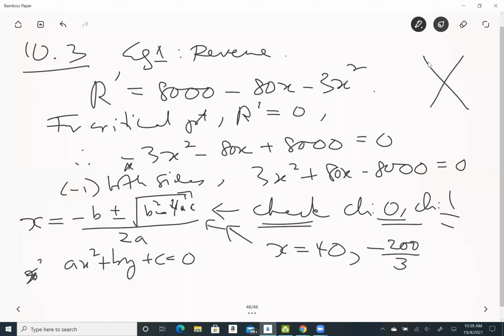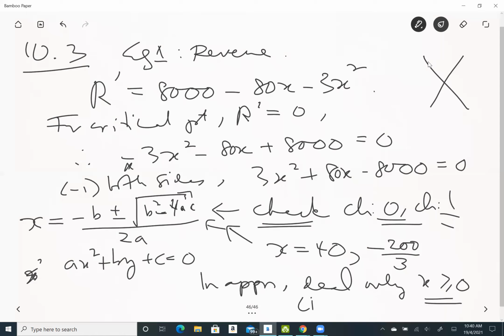Now, fortunately, our life is not as difficult as it should be, because in application we deal only with x bigger than or equal to 0. Here we are looking at revenue, so we are looking at quantity. In real life you don't have negative quantity, right? So we deal only with x bigger than or equal to 0.